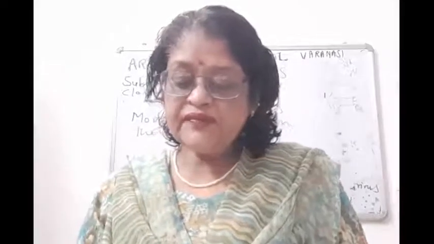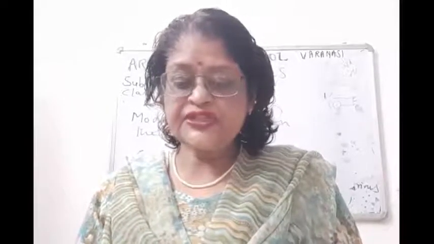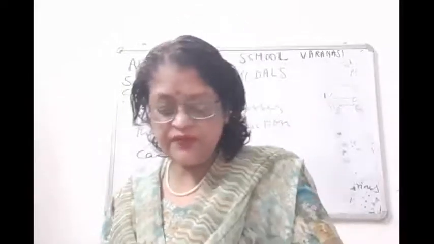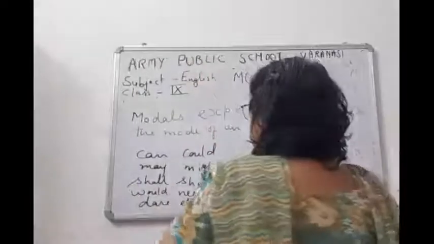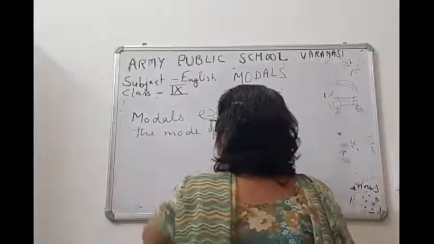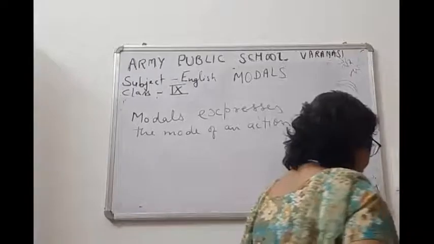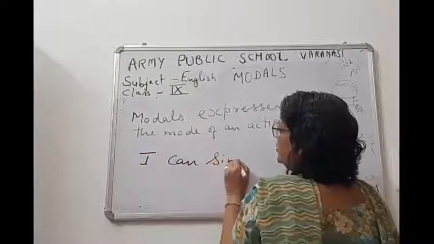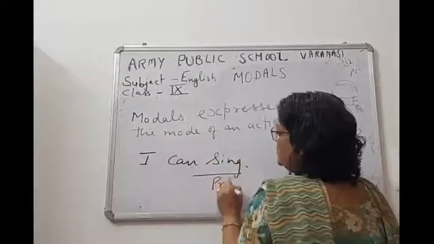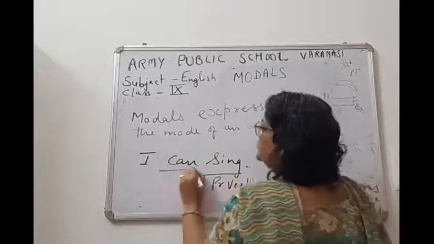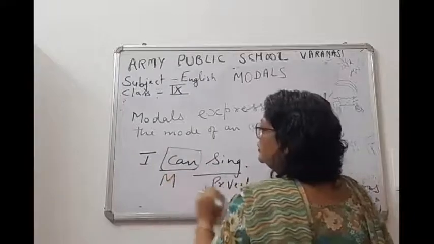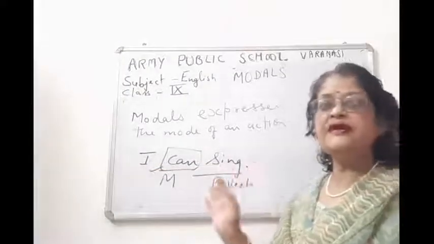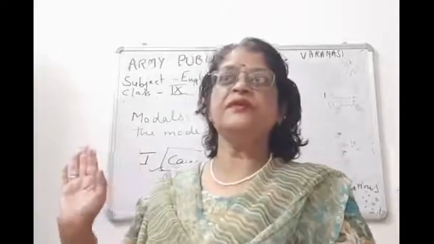A principal verb is either present or implied. Every time with models, a principal verb will be there. For example, I can sing. So this is the principal verb and this is the model. So with a model, we always have a principal verb with us.